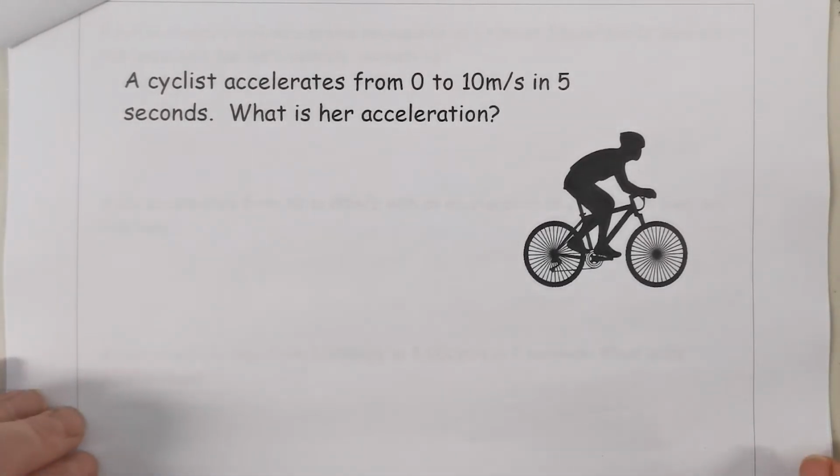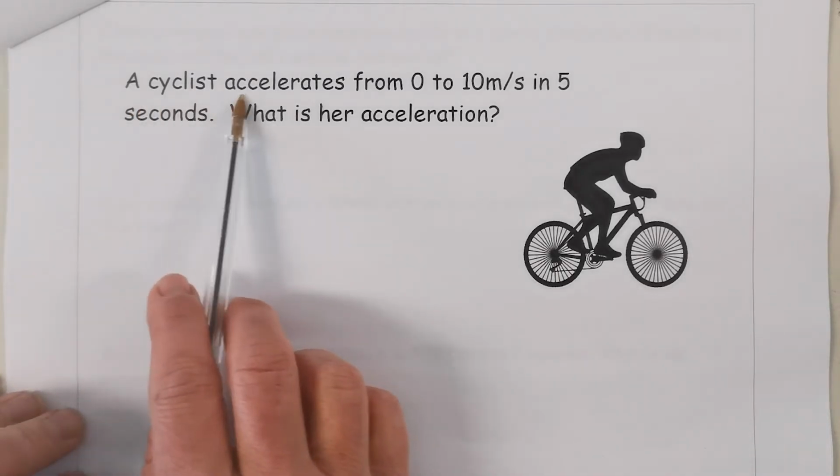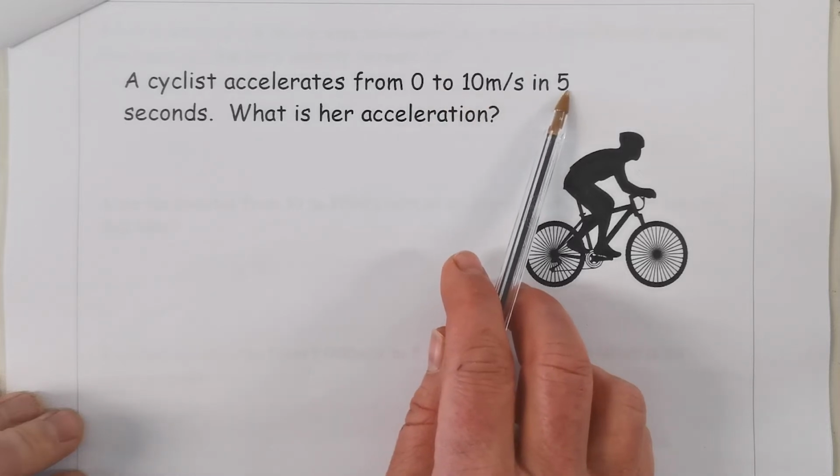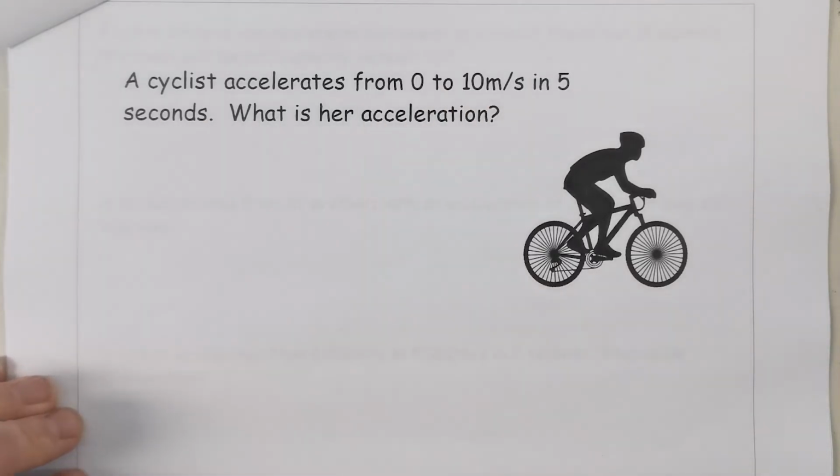Okay. So we'll go through this one together, and then we'll give you some more examples to do on your own. A cyclist accelerates from 0 to 10 meters per second in 5 seconds. What is her acceleration? We'll have a go at doing it anyway, and then see how it matches up to what I'm going to do.